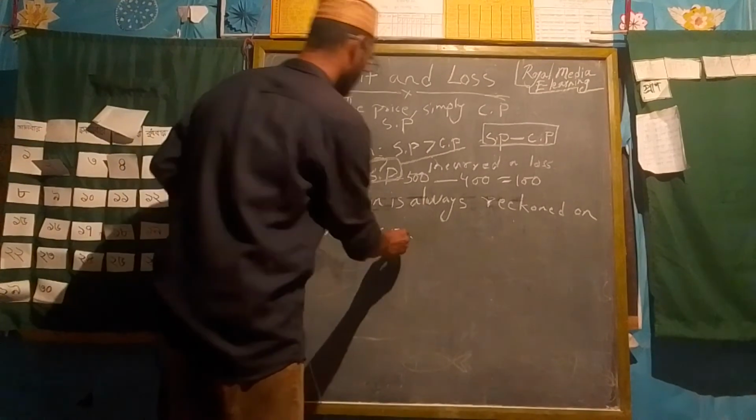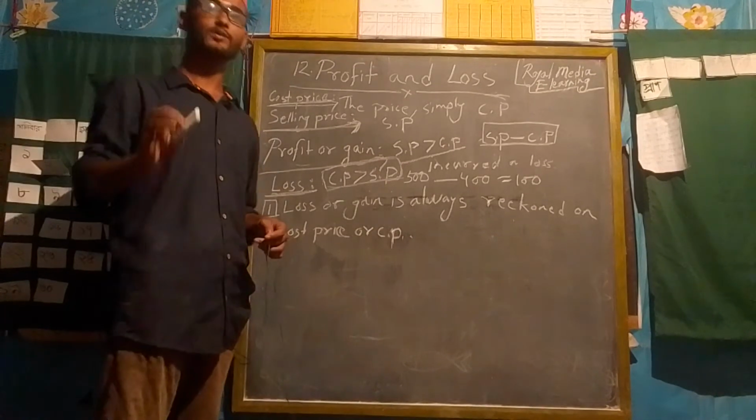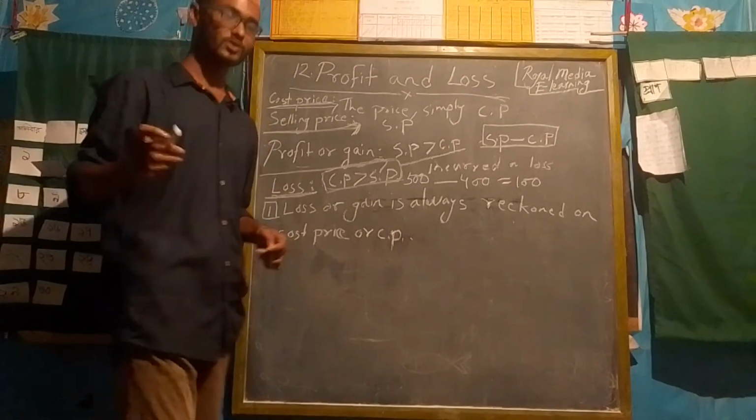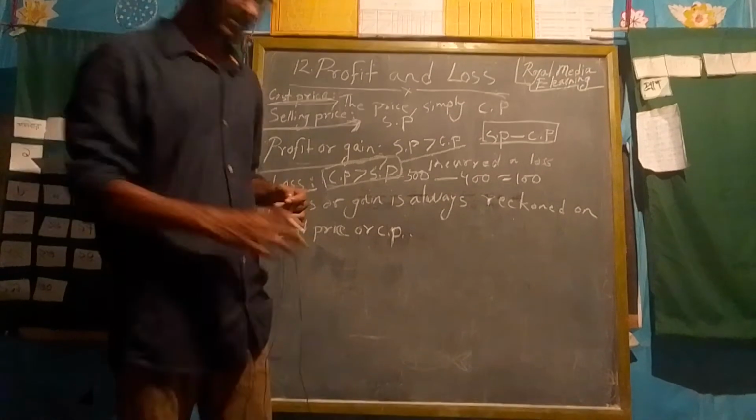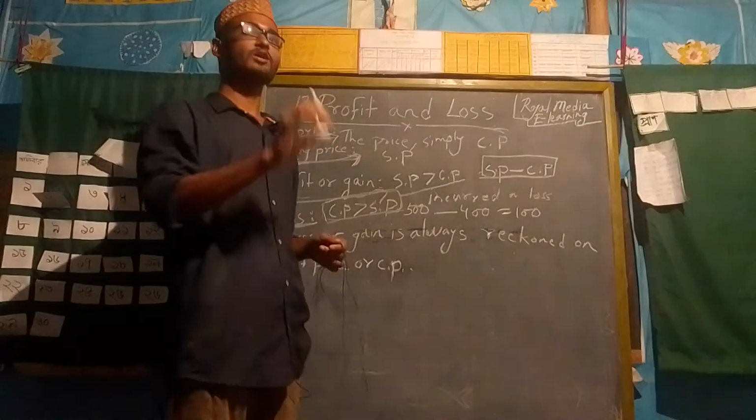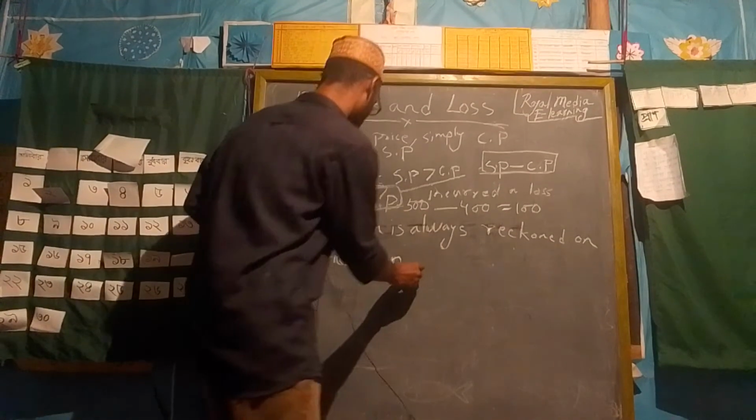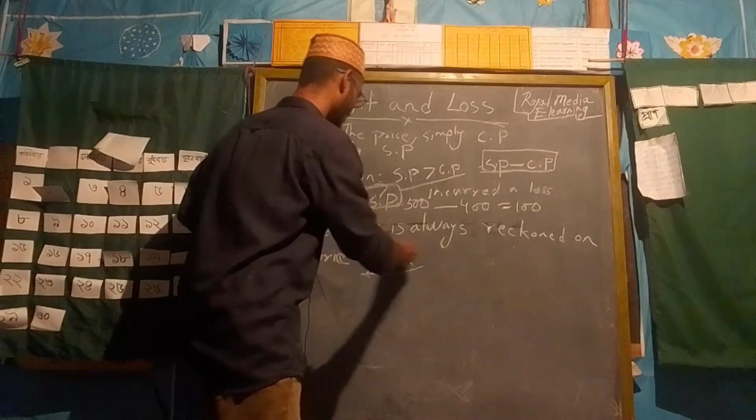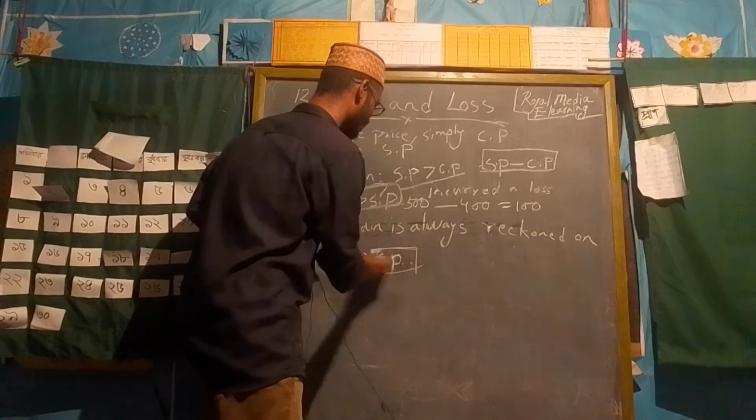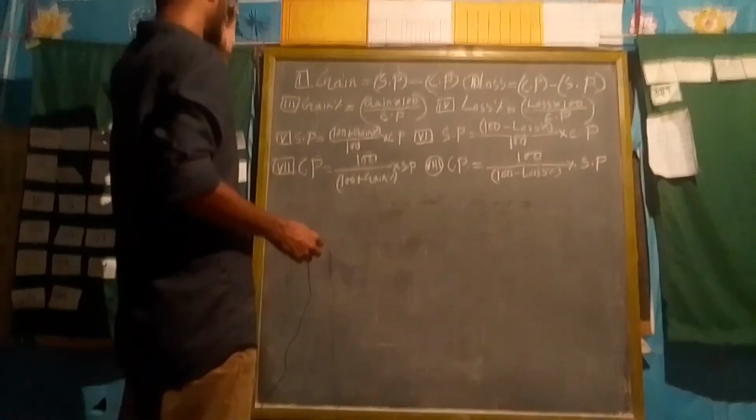Loss or gain, whatever the situation will be, it's always reckoned on, counted on the basis of the cost price. It's a simple rule. Then we come to our formula number 1.